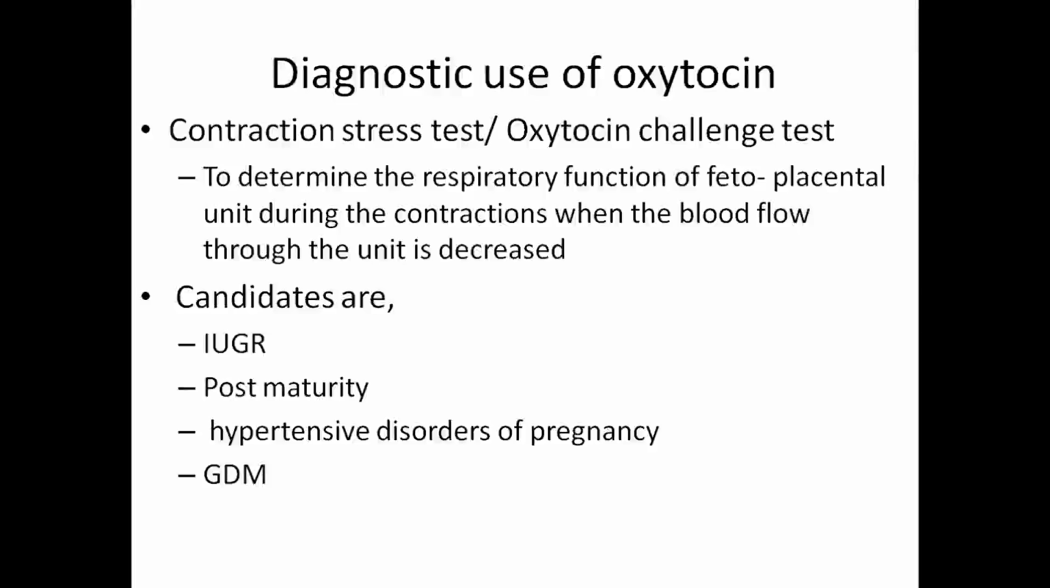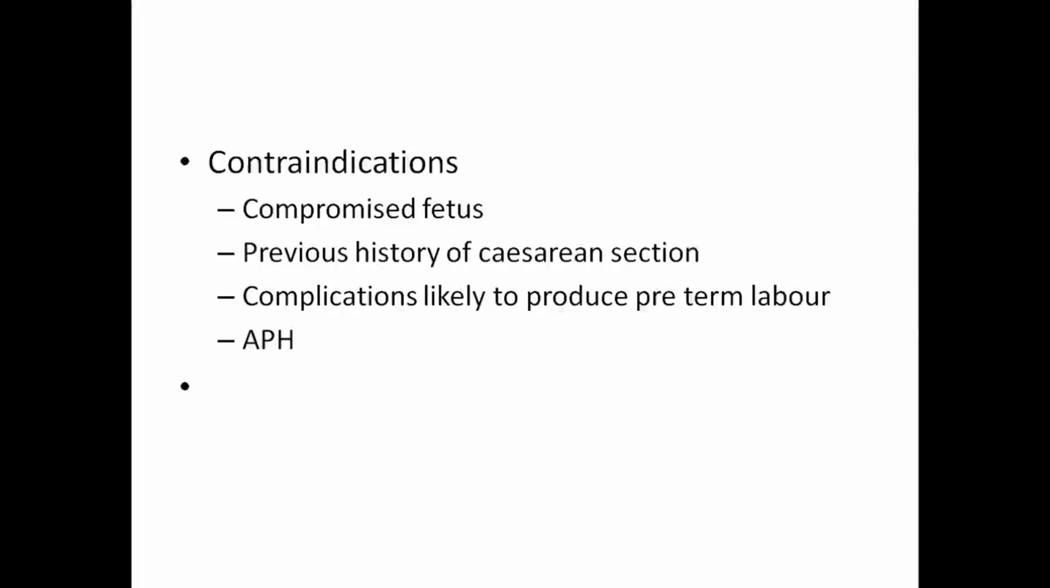Diagnostic use of oxytocin. The contraction stress test, or oxytocin challenge test, is used to determine the respiratory function of the fetal-maternal placental unit during contractions, when the blood flow through the unit is decreased. The possible candidates include patients who have IUGR, post-maturity, hypertensive disorders of pregnancy, and GDM. Contraindications include compromised fetus, previous history of cesarean section, complications likely to produce preterm labor, and APH.